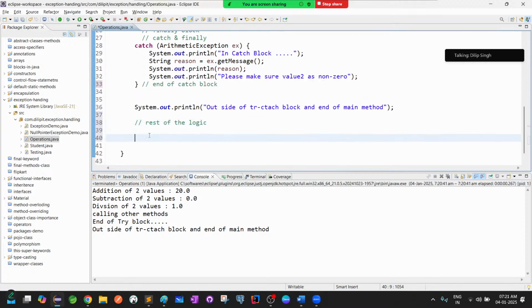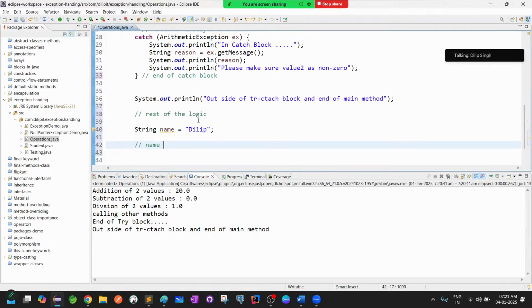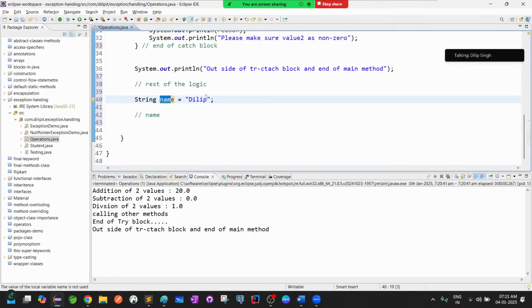Now assume in the rest of the logic, for example, I have String name equal to something like Dilip, and I'm making some operations on the name, then there might be a possibility of getting a NullPointerException when you give name equal to null, right? So again here you can write try catch blocks. Wherever you want try catch blocks, you can write, guys. Simple thing is, try catch blocks you can write.